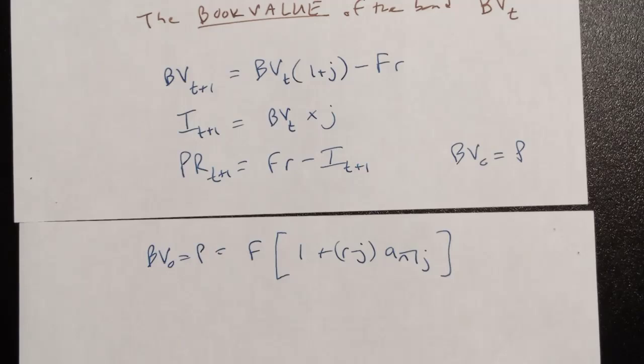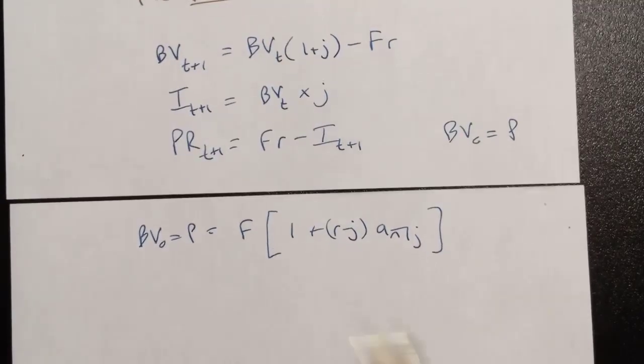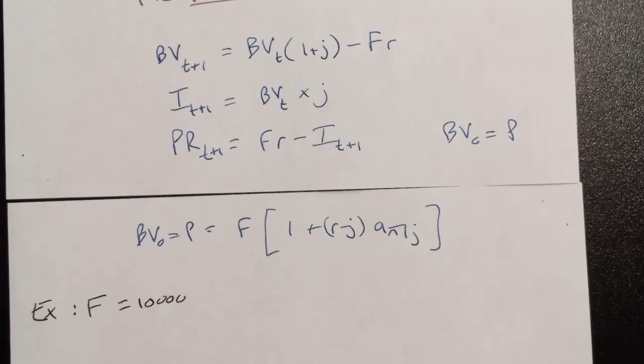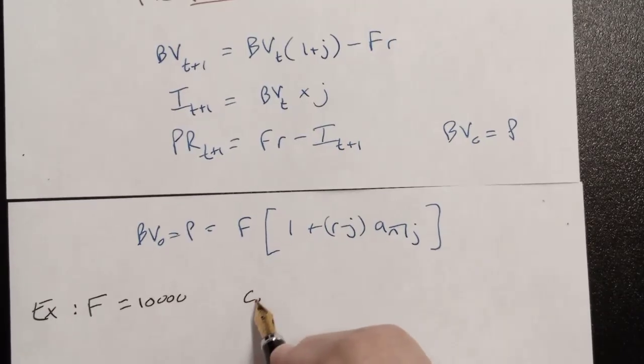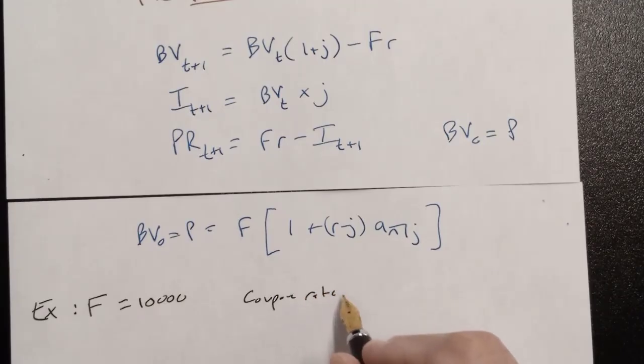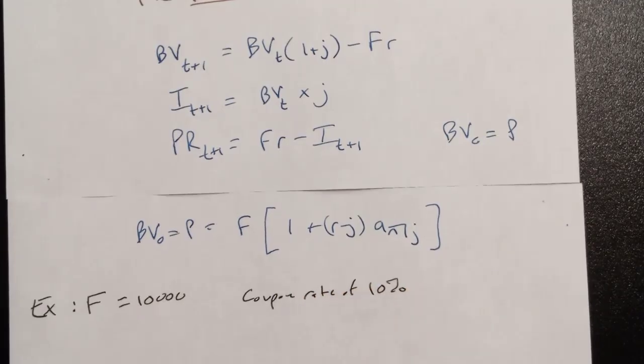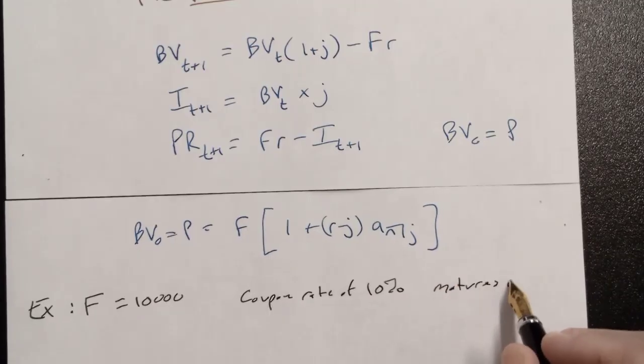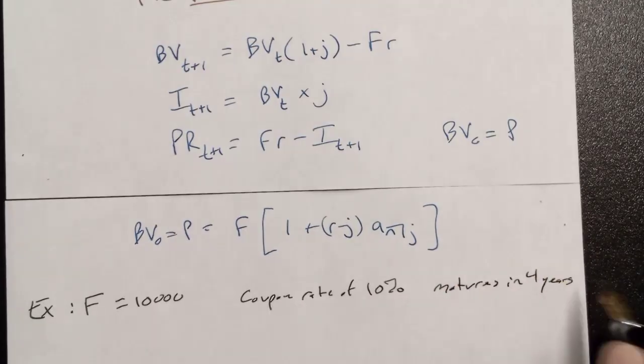But rather than just go through pile after pile after pile of algebra, let's do one. Let's take a bond whose face value is 10,000 with a coupon rate of 10% that matures in 4 years.